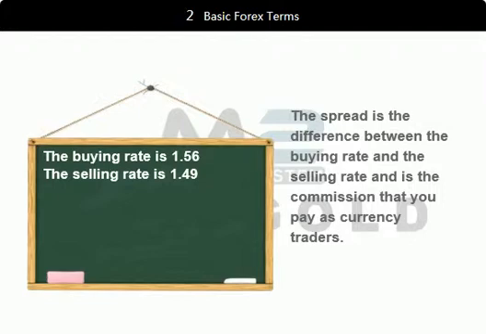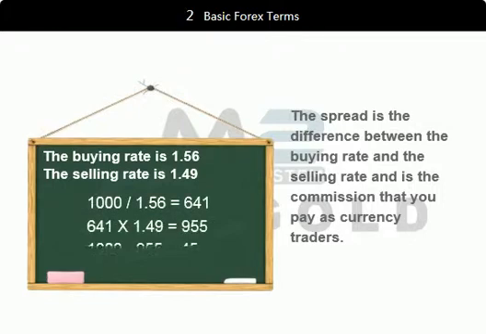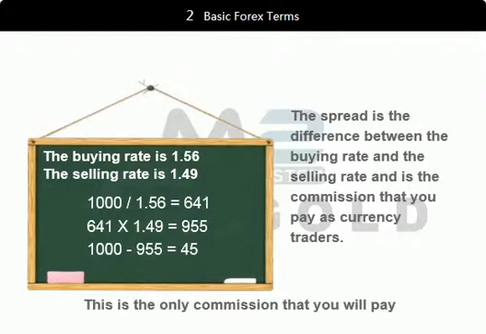So, if you sold 1,000 US dollars to the bank, you'll receive 641 euros. By selling the euros back to the bank, you're only going to get 955 US dollars. Now, you paid 1,000 US dollars and received 955 US dollars. So, where are the other $45? This is the profit of the change store. This is the commission they charge from their customers. This is the only commission that you will pay. In the Forex market, there are no additional commissions.